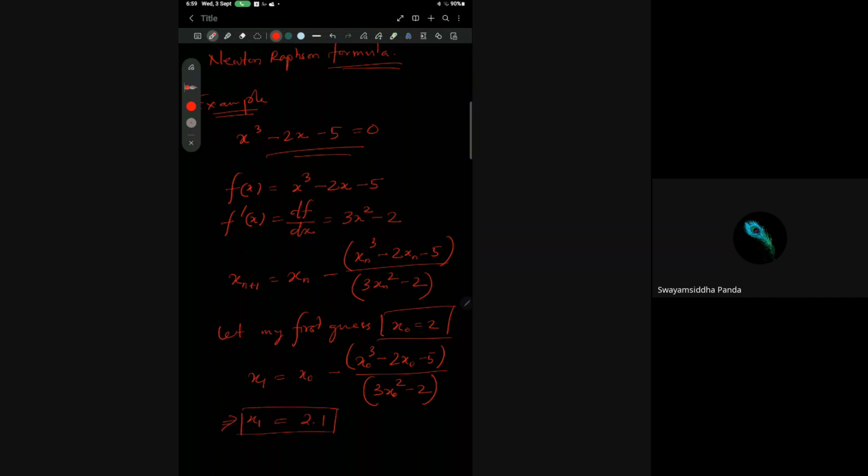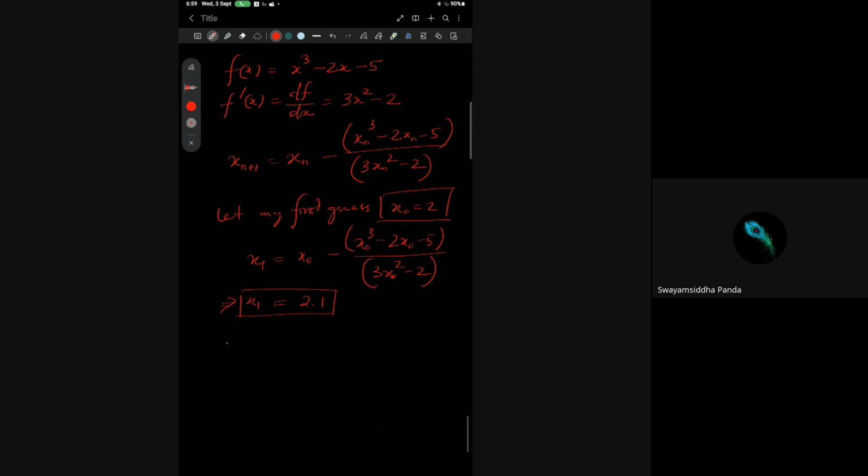We got this, okay? Next, what will we do? We will find f of x1. What is f of x1? f of x1 means x1 cube minus 2x1 minus 5. What is its value? If it becomes 0, then x1 is the solution. Calculate it, you have your mobile and calculator, just use that.